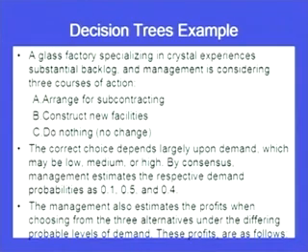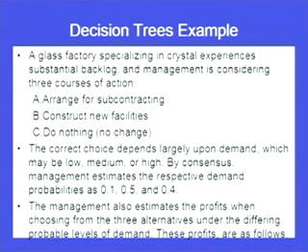A glass factory specializing in crystal is experiencing a substantial backlog of orders, and management is considering 3 courses of action. The management has to decide which action to take. The first action is to arrange for subcontracting to some other manufacturer. The second is to construct new facilities, which is the purview of this lecture on capacity requirements, meaning add capacity. The third is to do nothing, with no change.